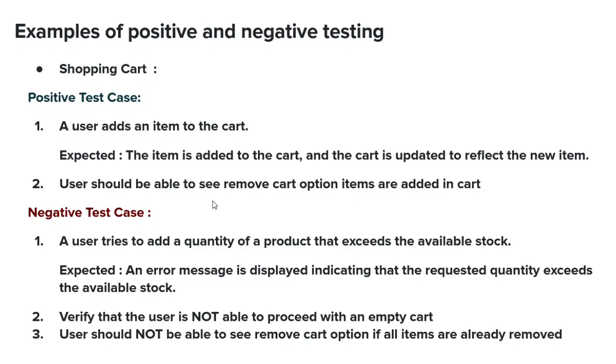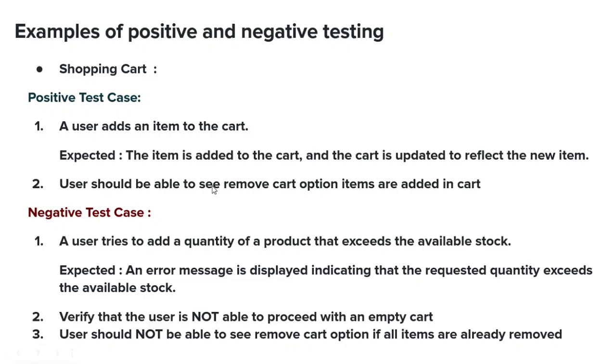Another example would be shopping cart. On e-commerce websites, we search the product, we add the product in our cart, right? After the item is added, the cart is updated to reflect the new item. That is the positive test scenario. After adding the item to cart, it should display in that cart.